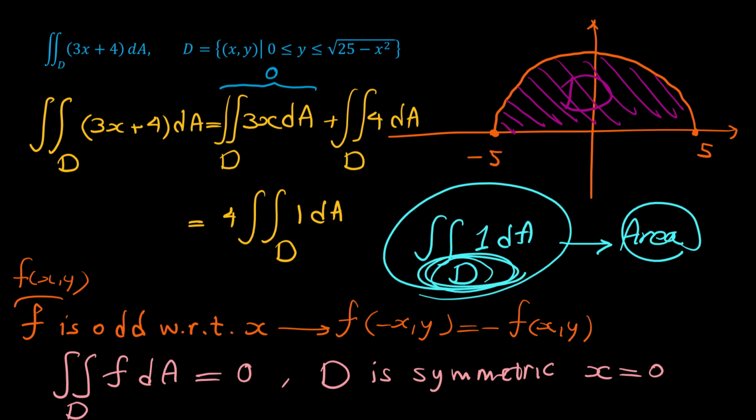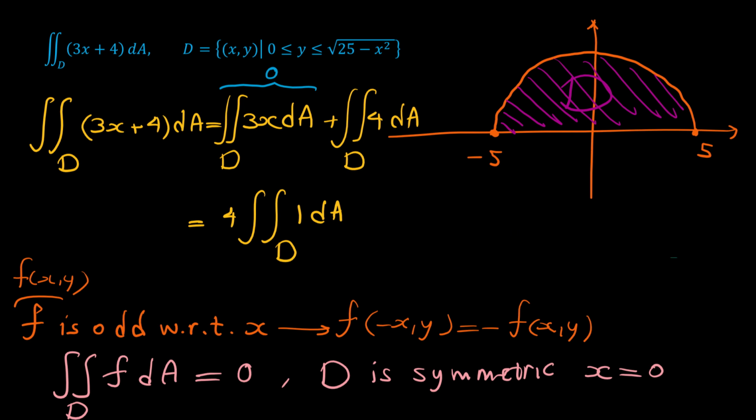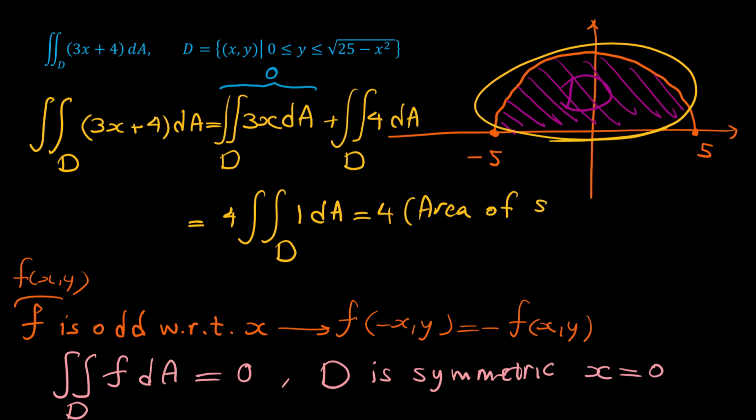If the region is a rectangle, this gives you the area of the rectangle. If the region is a triangle, it gives you the area of the triangle, whatever the region is. In this case we have a semicircle, so this gives you the area of that. So this equals 4 times the area of this semicircle that we have.